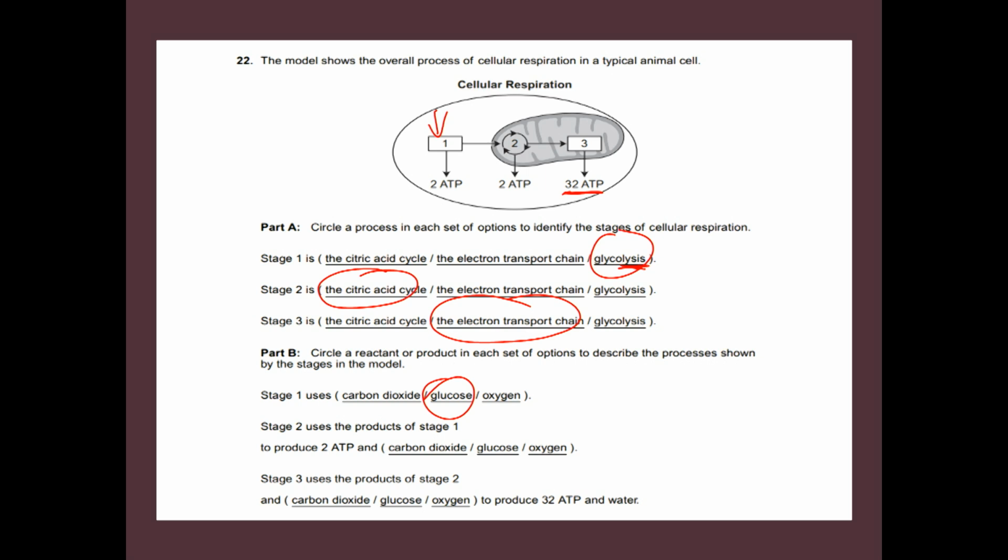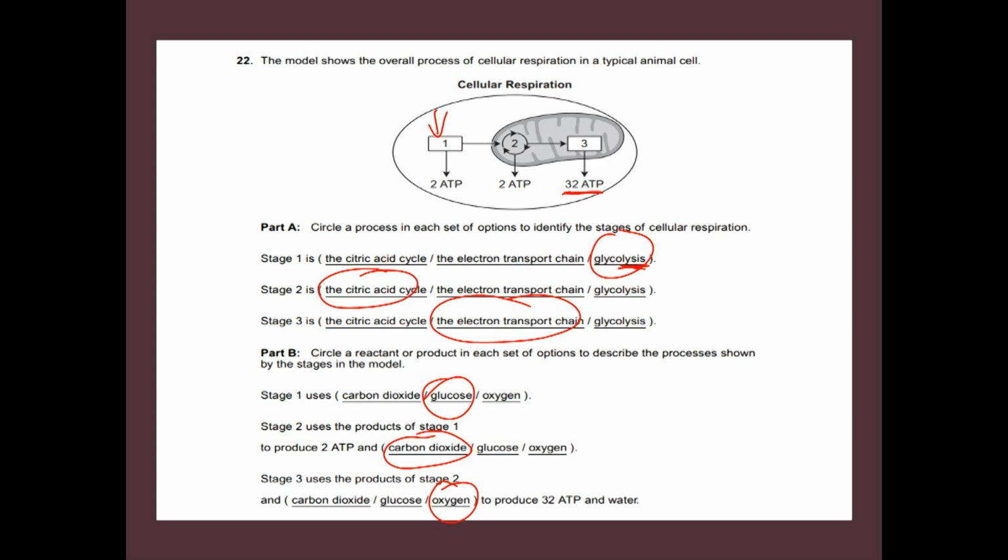The next one says stage 2 uses the products of stage 1 to produce ATP and carbon dioxide. Remember, animals, humans, we breathe out carbon dioxide. Why do we do that? It's because it's a byproduct of our cellular respiration. Okay, lastly, stage 3 uses the product of stage 2 and oxygen to produce 32 ATP and water.